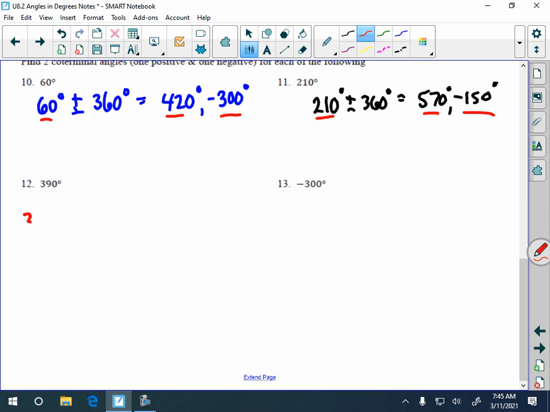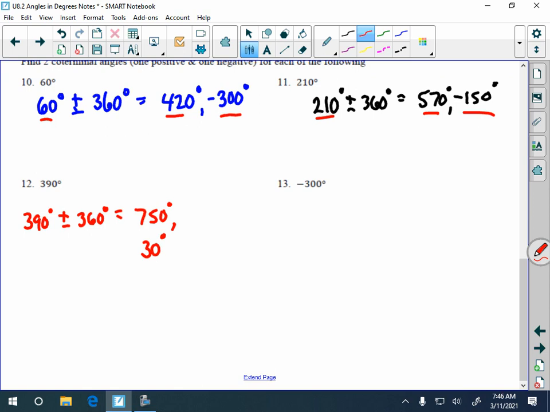All right, 390. I'm going to add and subtract 360. So 390 plus 360 is going to be 750. If we take 390 minus 360, that's going to get us positive 30. So that's another positive angle.